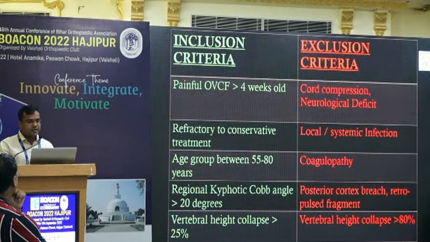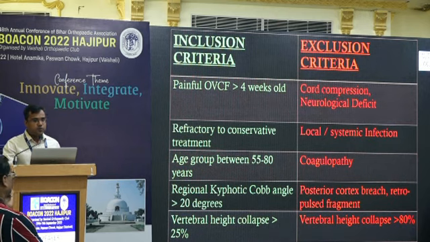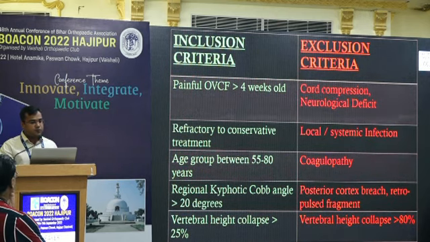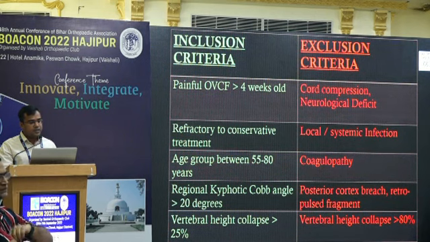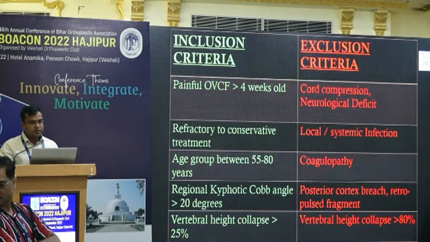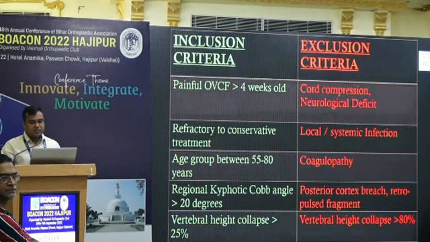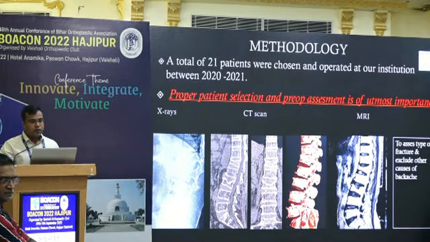So the inclusion criteria were painful OVCFs more than 4 weeks old, which were refractory to conservative treatment, between age 55 to 80, having regional kyphotic Cobb's angle more than 20 degrees and more than 25% collapse. Those having cord compression, neurological deficit, any infections, coagulopathy or vertebra plana were excluded from the study. And a total of 21 patients were chosen and operated at our institute.